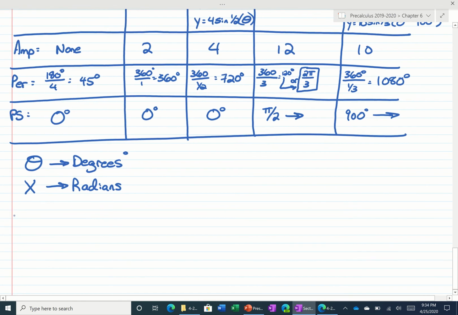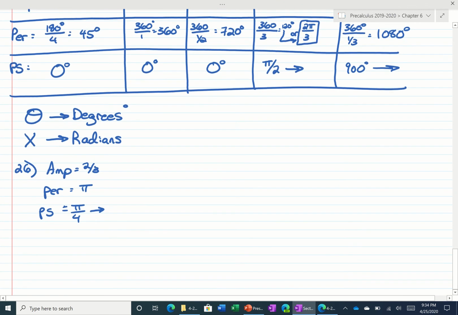Alright, so number 26. It says we want to write a function with sine, and it says that the amplitude is 2/3. Period is pi, so we are in radians, and the phase shift is pi over 4. Okay, so I told you usually I'll tell you the direction and the number. So if it just says pi over 4, it's really just to the right. Okay, so if you got a little confused, it's not a big deal.